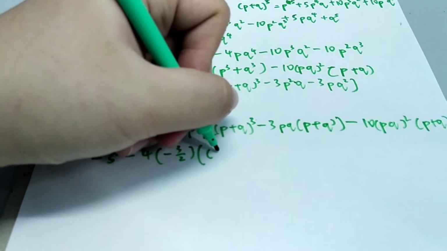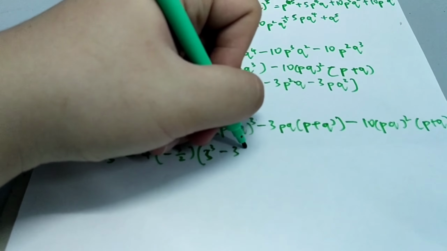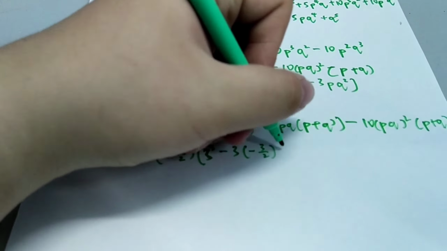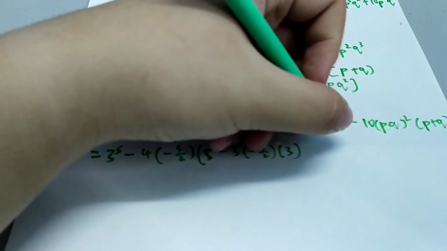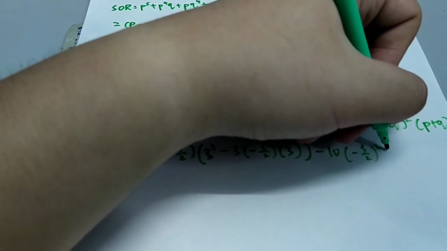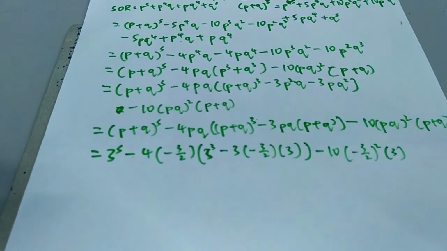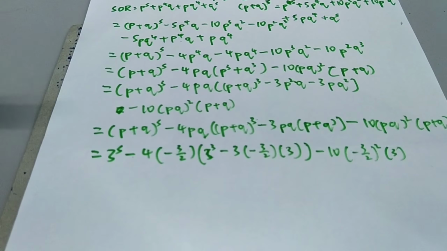times 3 cubed minus 3 times negative 3 over 2 times 3 minus 10 times negative 3 over 2 square times 3, and then we can finally simplify this thing. So let's just double check that if we got something wrong, and then I don't think we did.